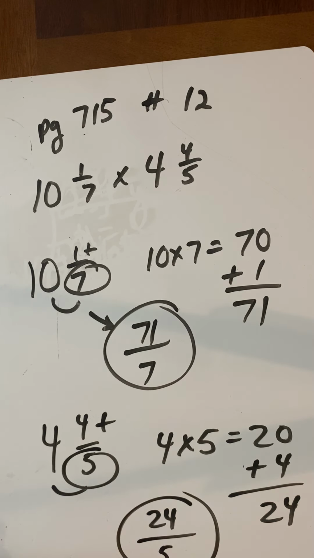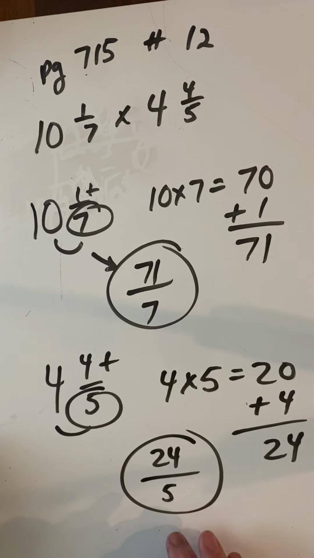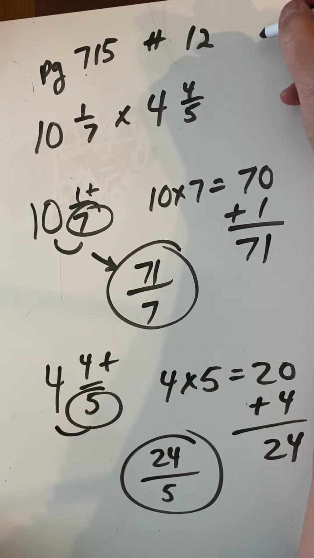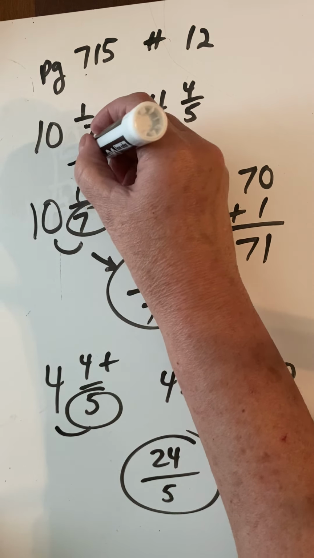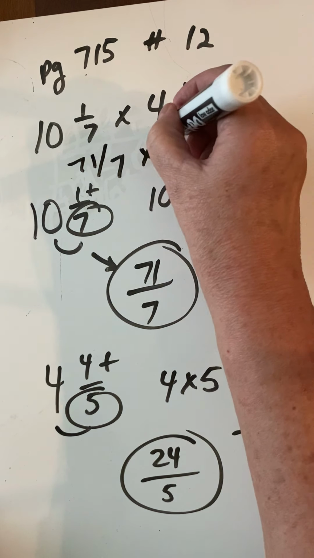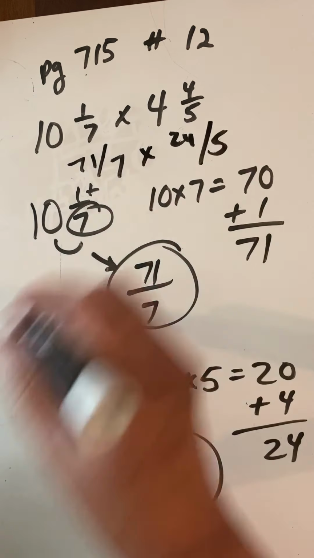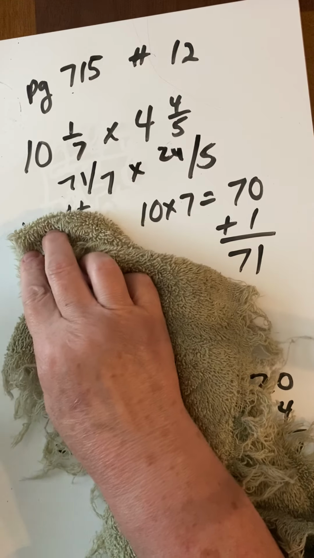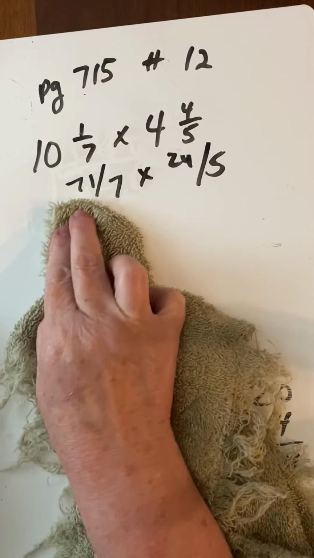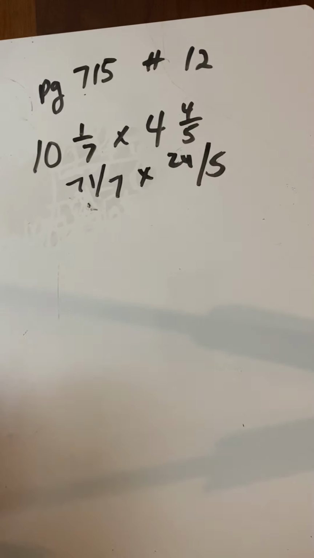So now we've got a new problem. We've got 71/7 times 24/5. Let me write that right underneath here so that I don't lose it. All right, so now we can work the problem. We can actually multiply it together because we have improper fractions now.